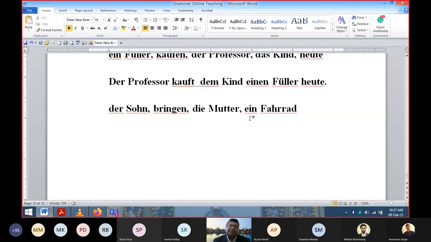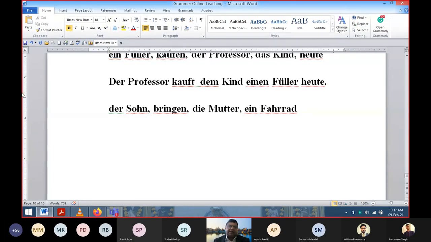Suppose I think that mother should be the subject. So die Mutter should be the subject. Then the remaining two, Sohn and Fahrrad. Bringen means bring, so the son should be the indirect object and Fahrrad should be the direct object. In other words, mother should be nominative, Fahrrad should be accusative and Sohn should be dative.